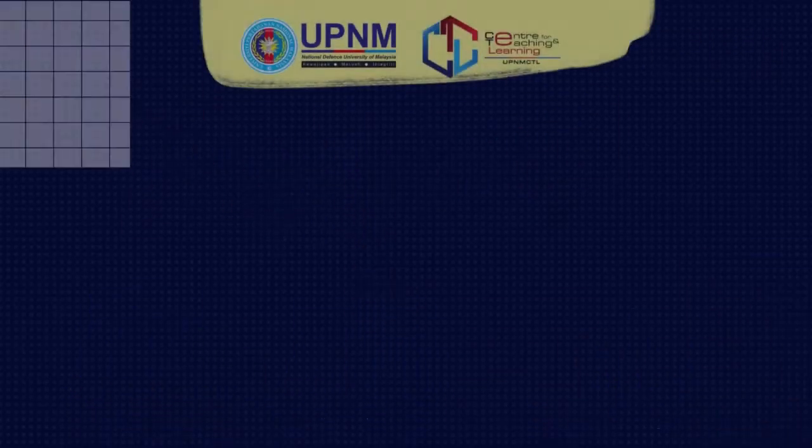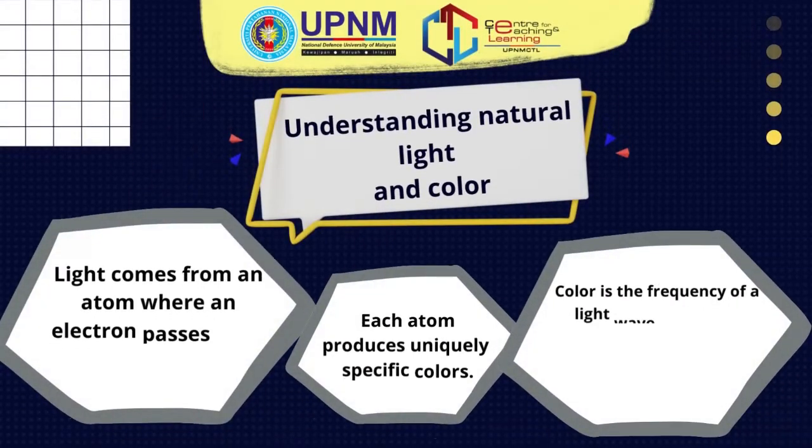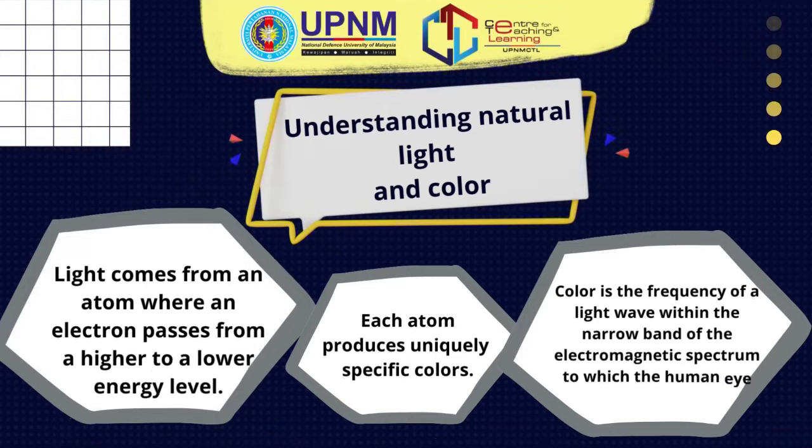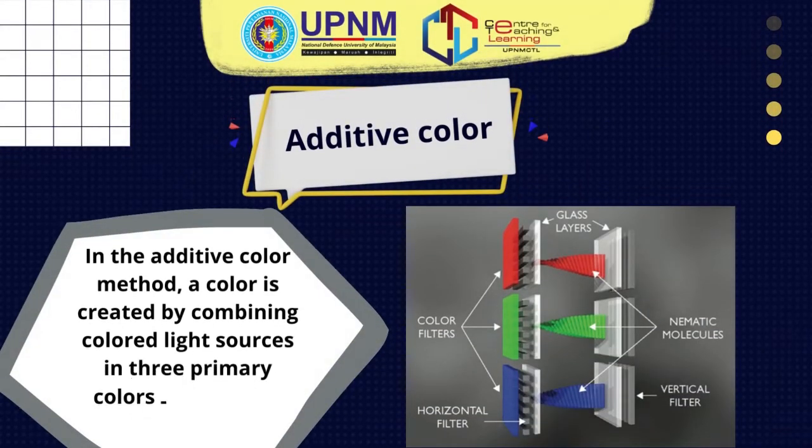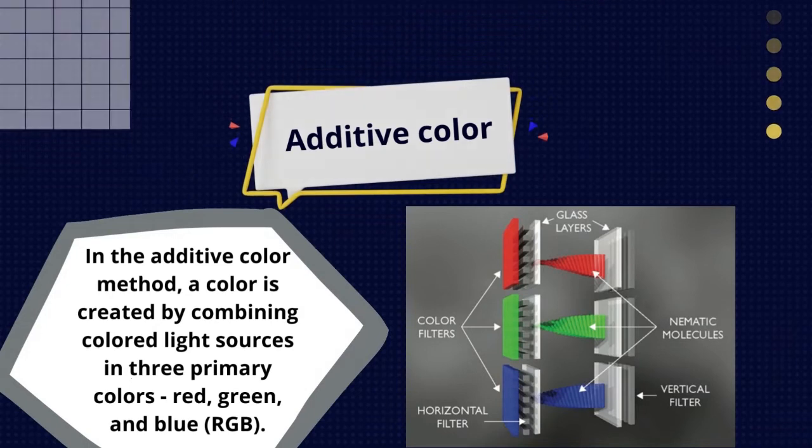Colors and palettes. Understanding natural light and color. Light comes from an atom where an electron passes from a higher to a lower energy level. Each atom produces uniquely specific colors. Color is the frequency of a light wave within the narrow band of the electromagnetic spectrum to which the human eye responds. Additive color. In the additive color method, a color is created by combining colored light sources in three primary colors: red, green, and blue (RGB).